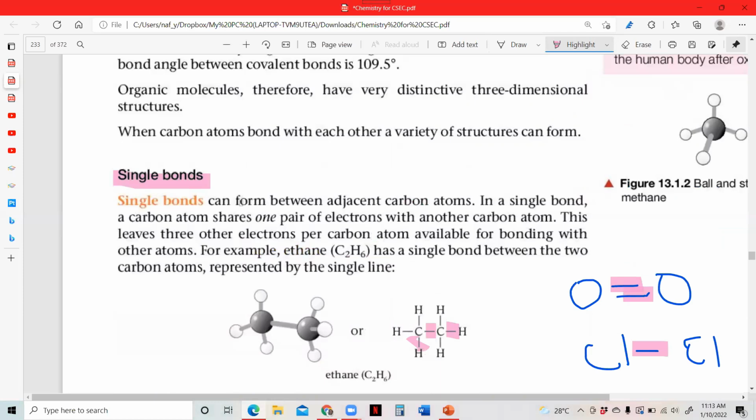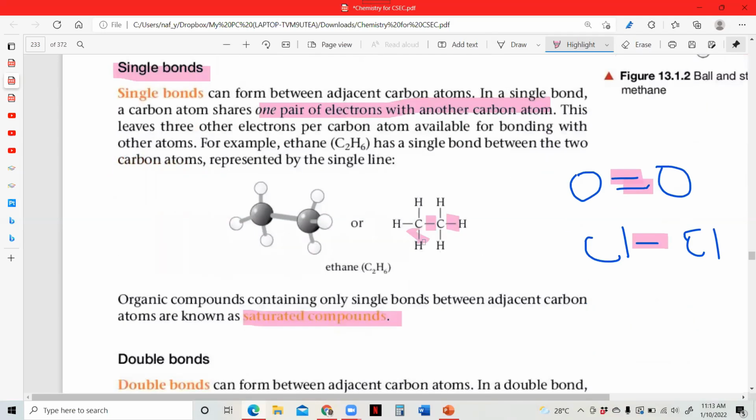It says single bonds can be formed between adjacent carbon atoms, right? In a single bond, a carbon atom shares 1 pair of electrons with another carbon atom. This leaves 3 other electrons per carbon atom available. And you can see why. So I have 1 carbon that is bonded here. Notice that I'm going to have 3, just like what the video was showing. I have 3 more available bonds.